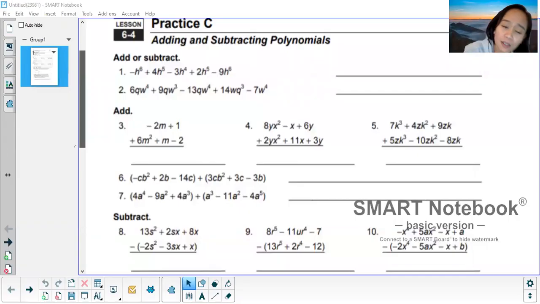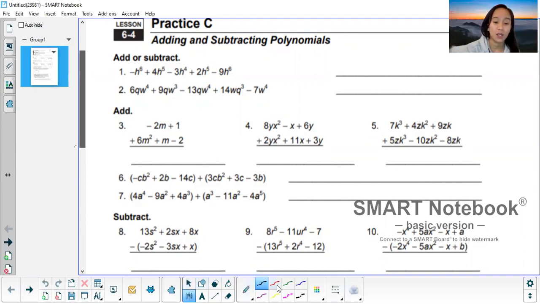Okay, so this is still about adding and subtracting polynomials. From grading some of the papers, I have noticed that others are really great when they're adding terms, but sometimes they get confused when subtracting terms. So let's try this one. When you add or subtract, take note you can only combine those same terms. If you say same terms, they have the same exponents and they have the same variable in the term.